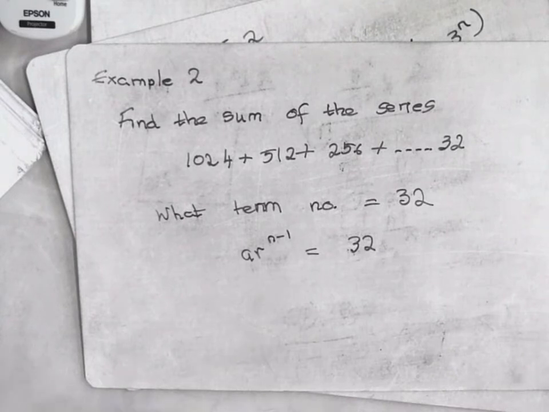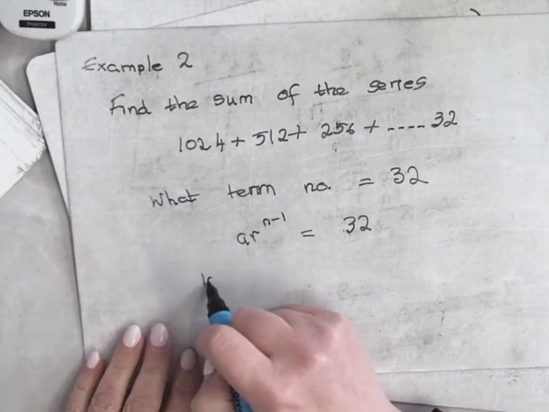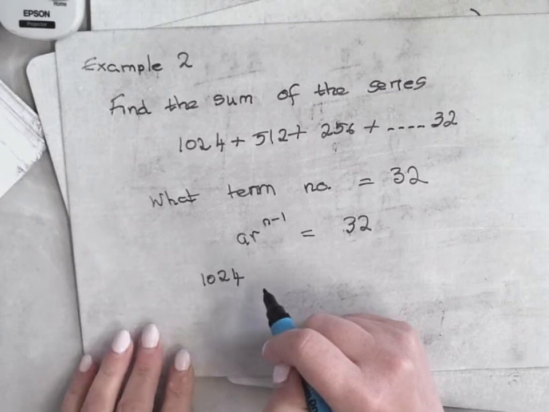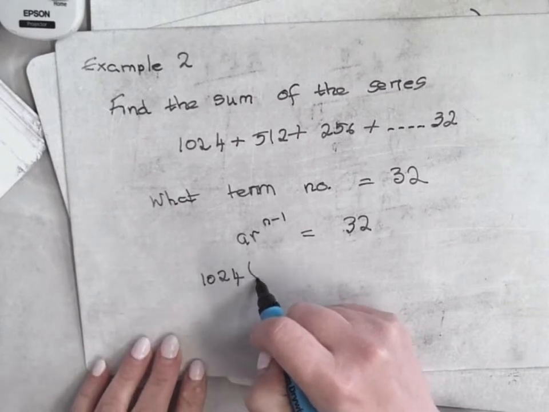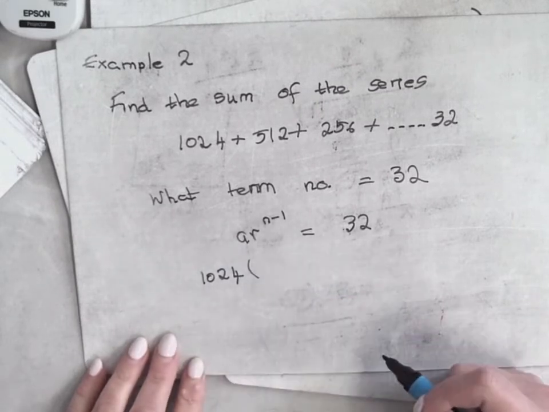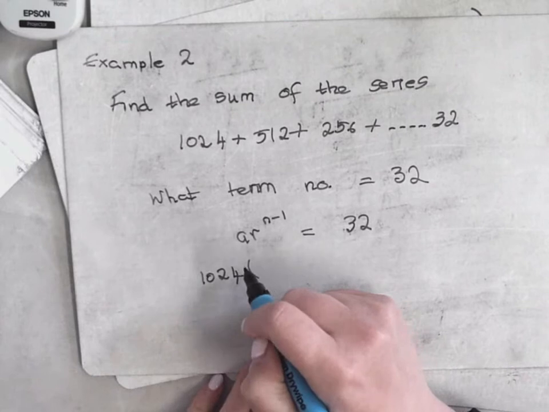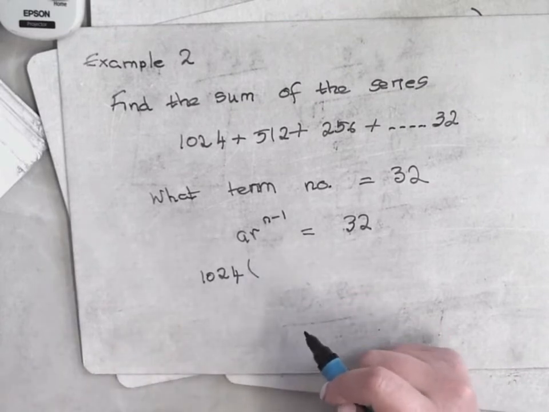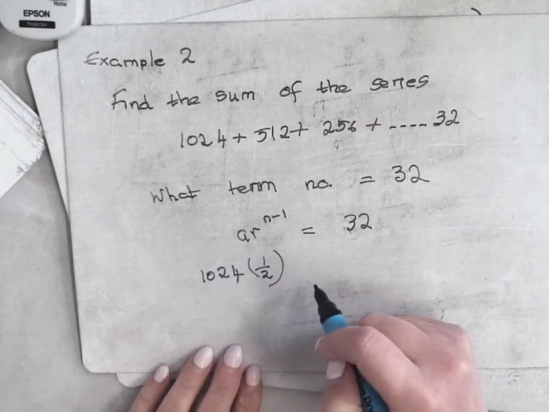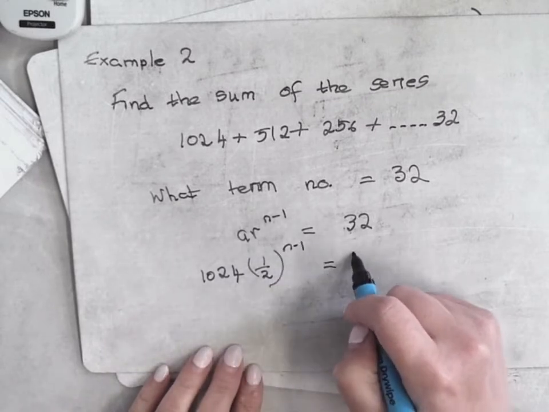Is that alright? So a, what's a? 1024, multiplied by r. What's r? 3? No, it's not. It's a half, is it? We're dividing by a half, aren't we? So that means we're dividing by 2, so that means we're multiplying by a half. So a half, you with me? To the power of n minus 1 equals 32.